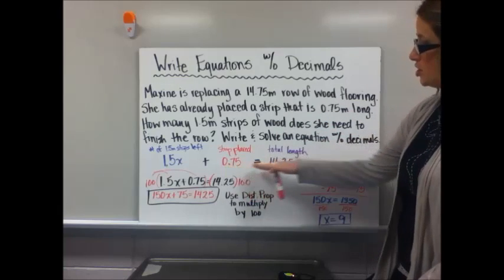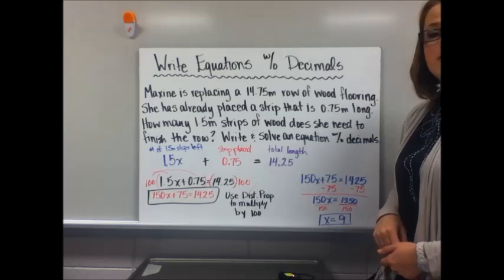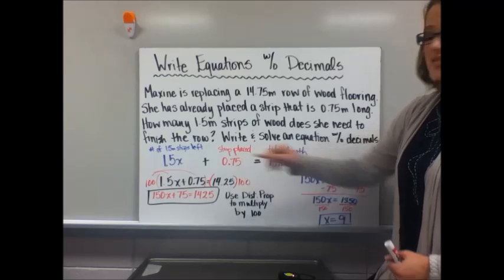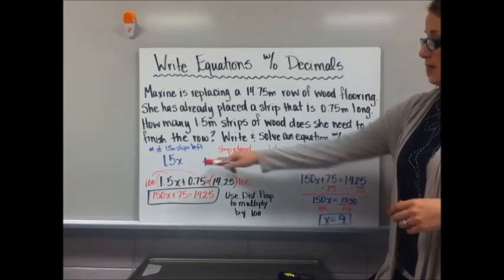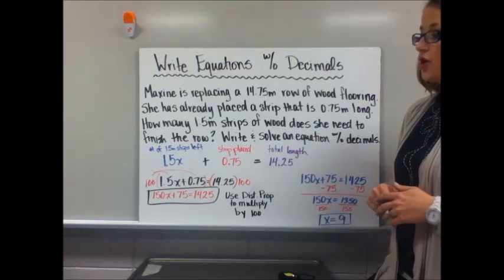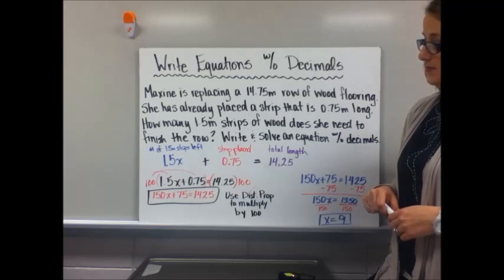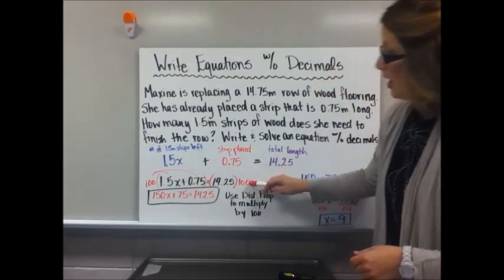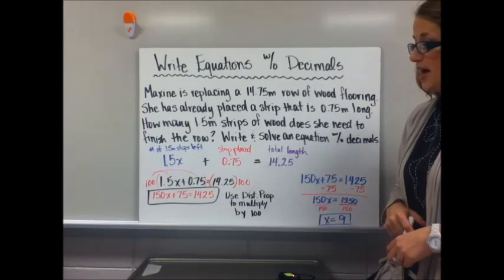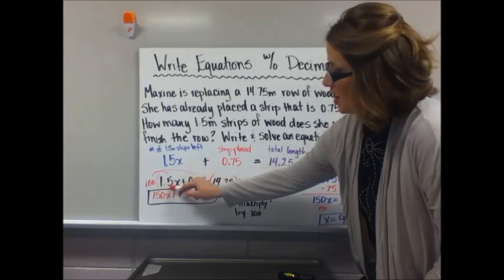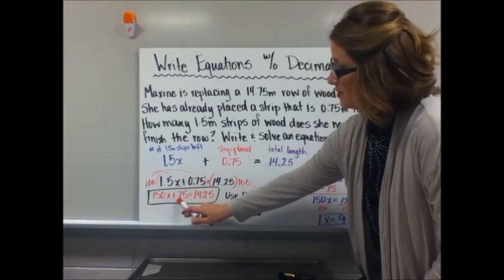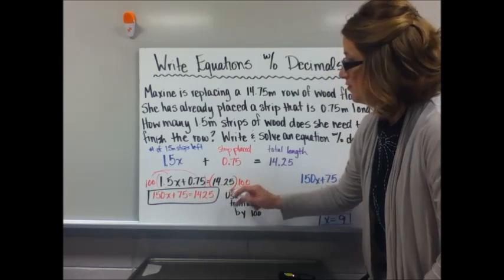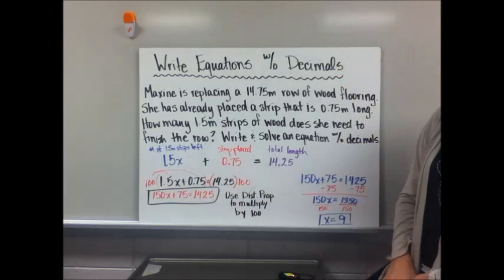You look at your equation, you see which number has the most decimal places. Well, I have 2 decimal places here. So for each number in the original equation, you're going to move the decimal 2 places, which is the same thing as multiplying by 100 on each side. So 1.5, when I move the decimal 2 places, is 150. 0.75 becomes 75, and 14.25 becomes 1,425.